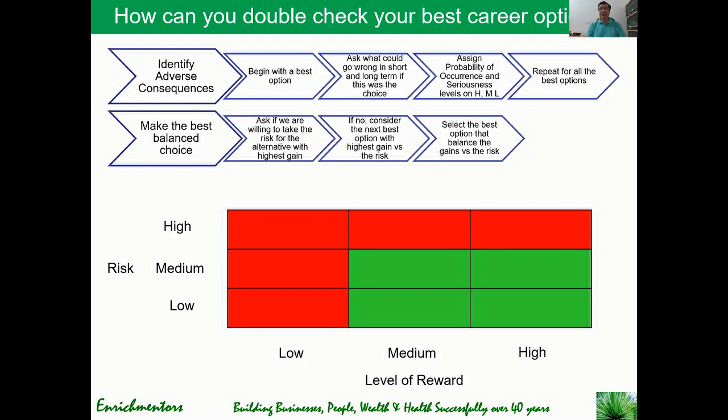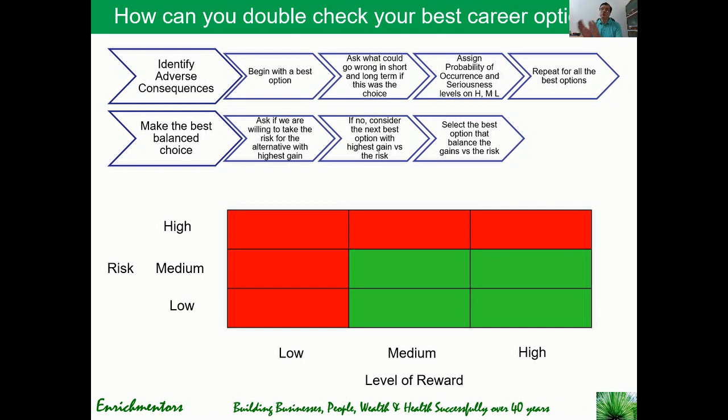So how can you identify adverse consequences? You begin with your best option, the first ranked option that you've identified in the previous session, and ask this question: what can go wrong if I choose this option, in the short and long term? And then, as a third step, you assign the probability of it happening. Is the probability high, medium, or low? And what is the impact? How severe will the impact be on my life if these adverse consequences happen?